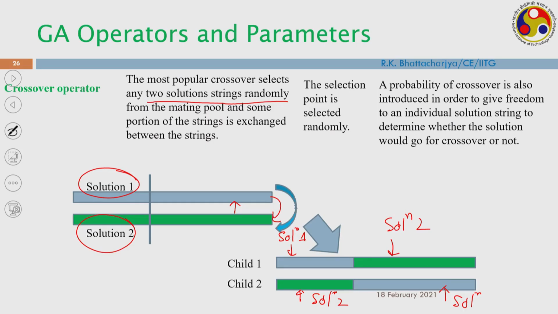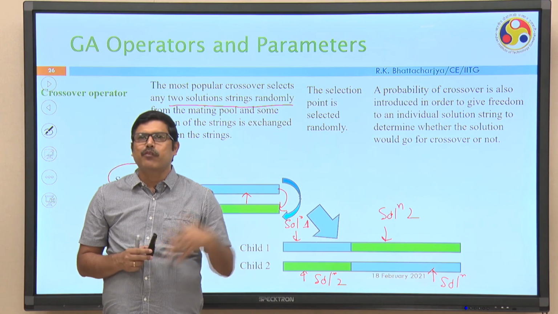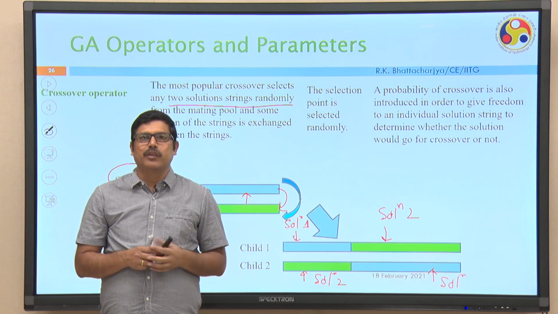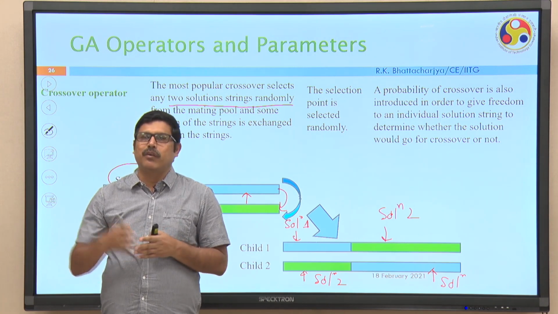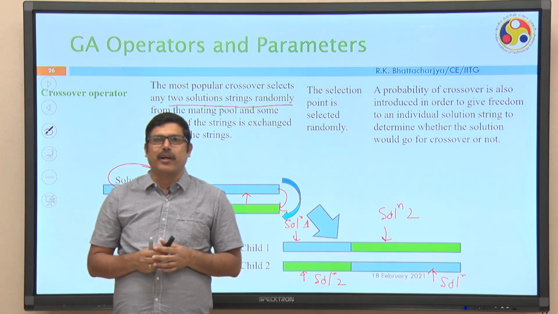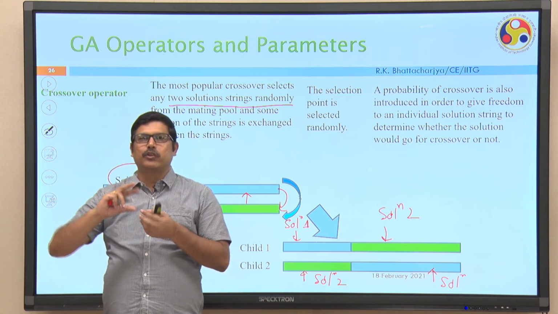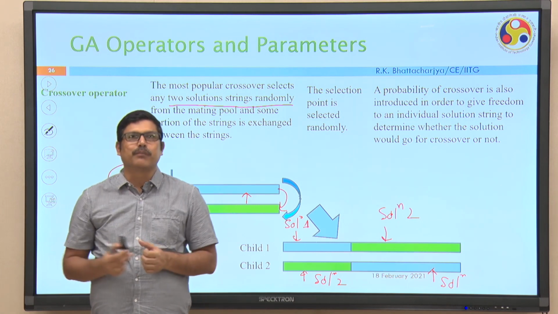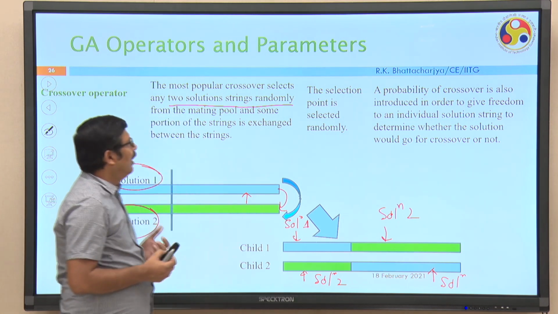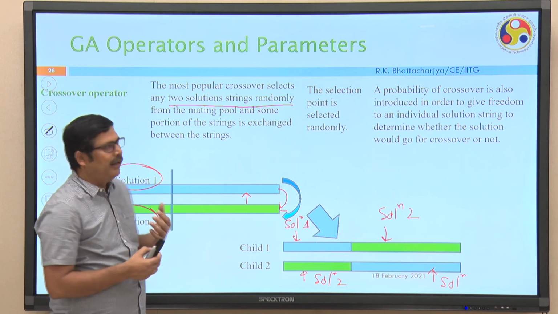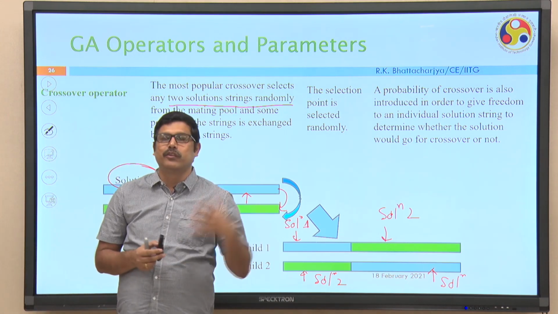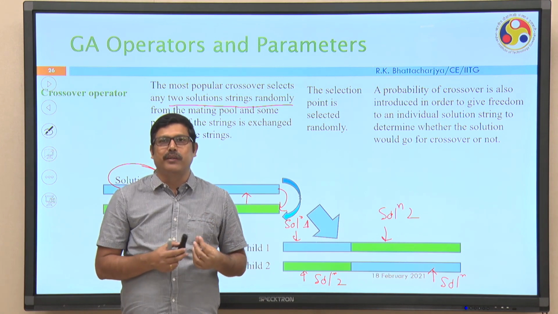The concept is very simple. From the mating pool you are selecting two chromosomes and these chromosomes will go for crossover, and crossover means a crossover site will be selected randomly, and then you are swapping the gene information and you are getting a new solution. Now, a probability value is used, which we call crossover probability.